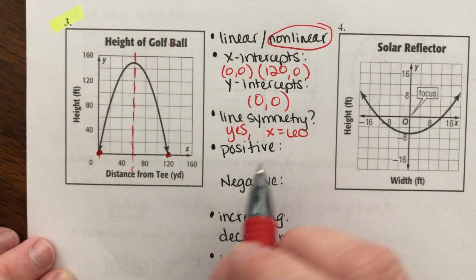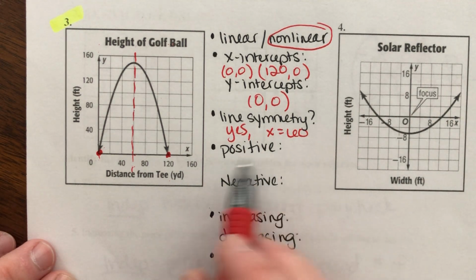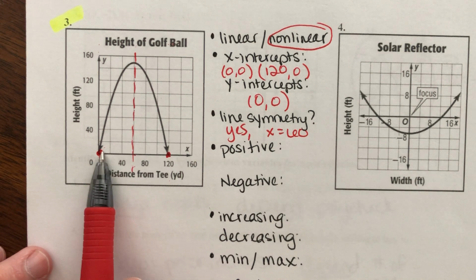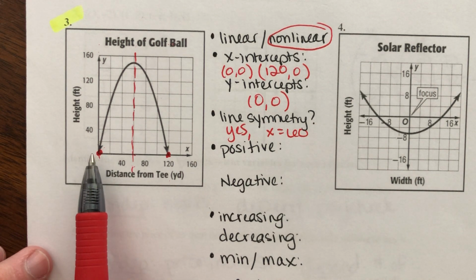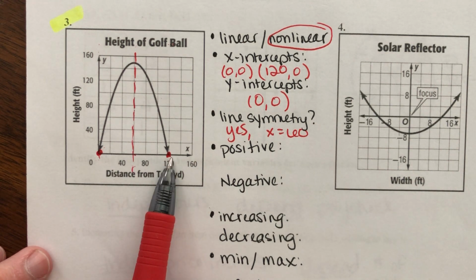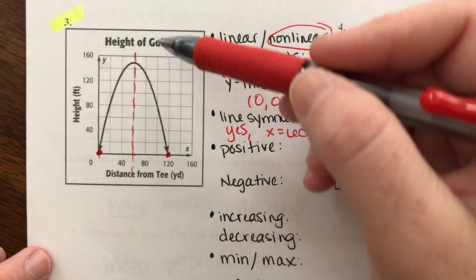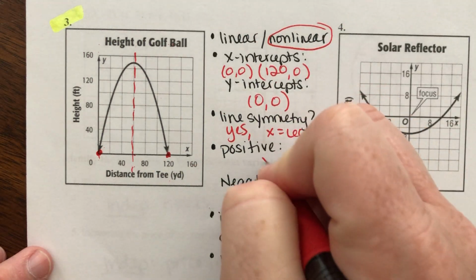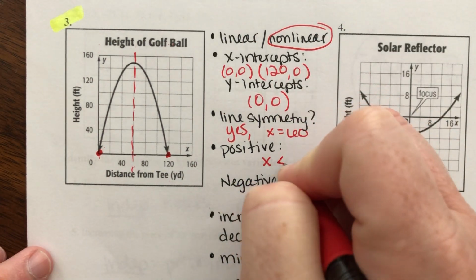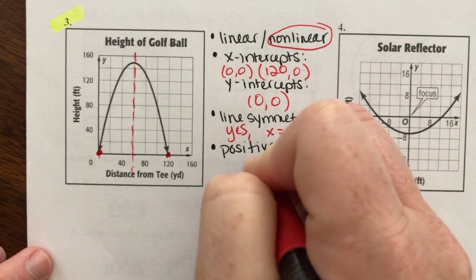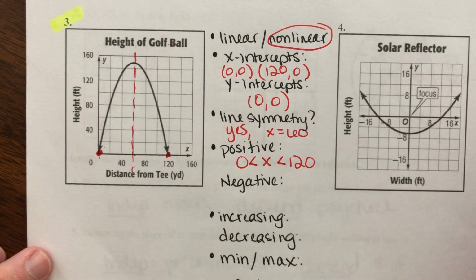All right, where is our graph above the x-axis? Where is it positive? Well, it looks like it's positive anywhere between 0 and 120, right? Anywhere between here. So when x is between 0 and 120, our graph is above the x-axis. So x has to be less than 120, but greater than 0.